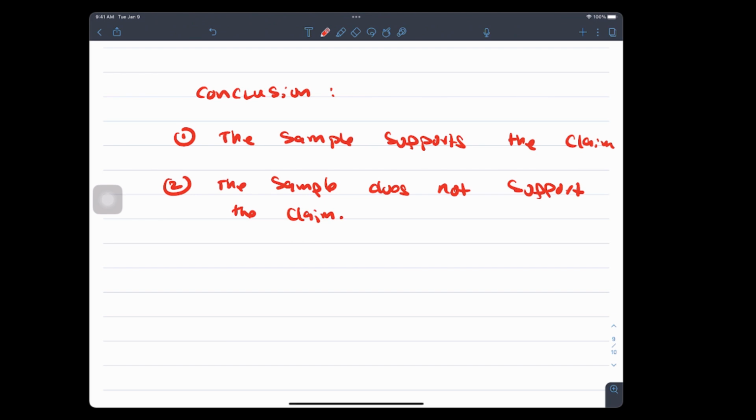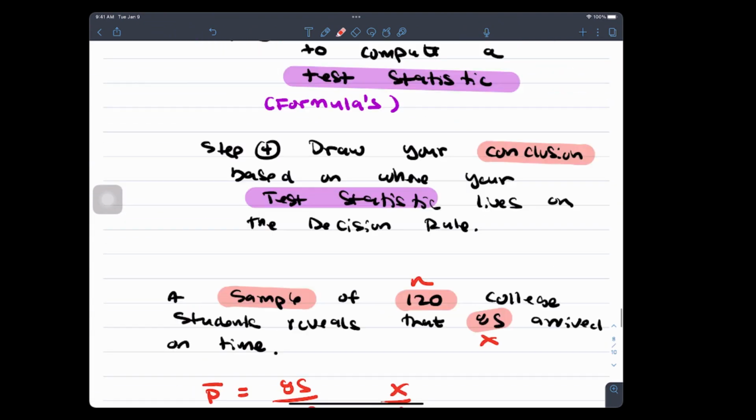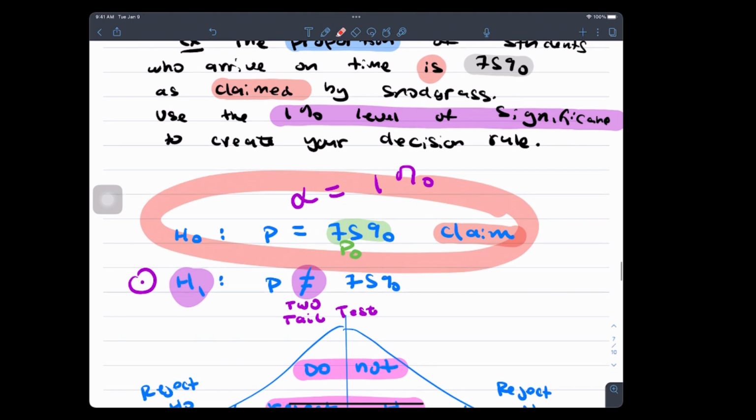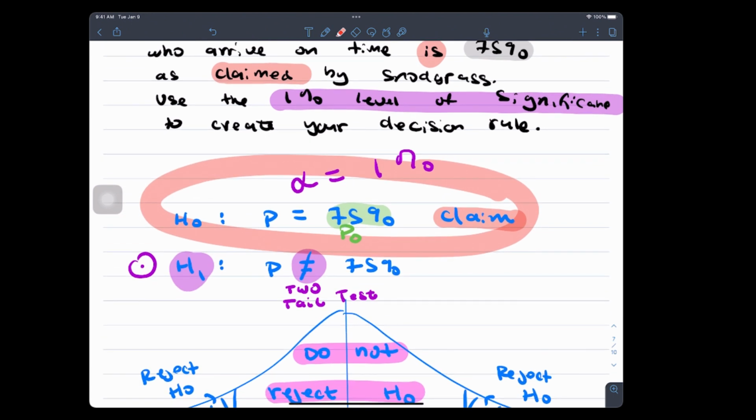So ironically, there's only going to be two things, and one of them is the right answer. Either the sample supports your claim, or the sample does not support it. Those are the key phrases about the conclusion, and it's all in regards to the person's claim. Do you guys know what the person's claim was? The claim was the proportion of students who arrive on time is 75%. So I'm going to make the claim myself. Everything that you're looking at tells you what the conclusion is. What's your conclusion, ladies and gentlemen?